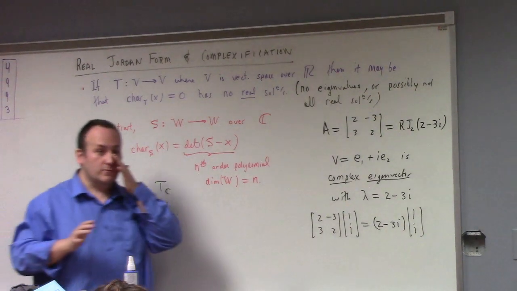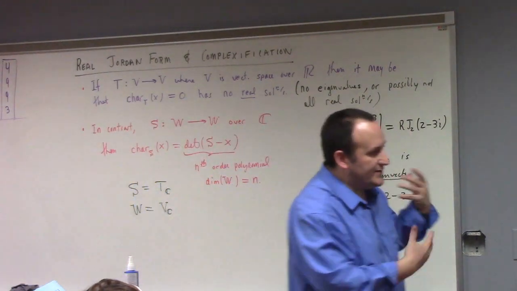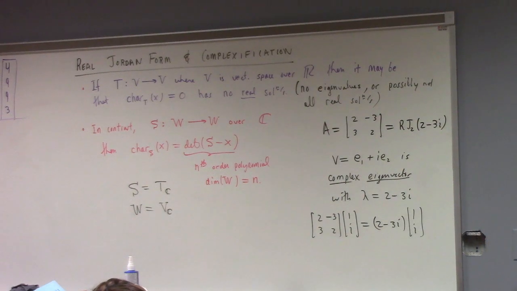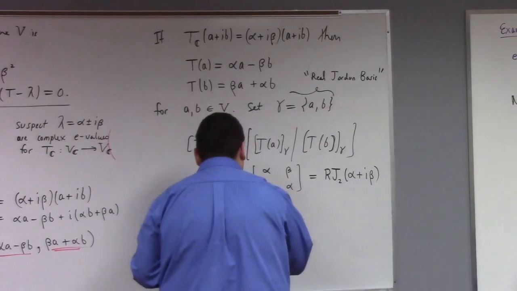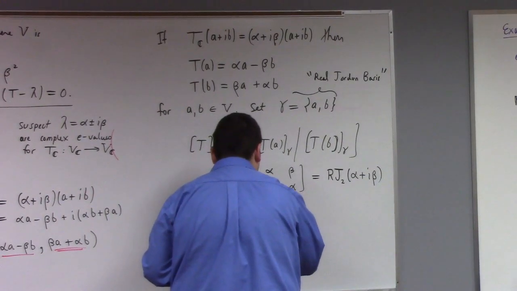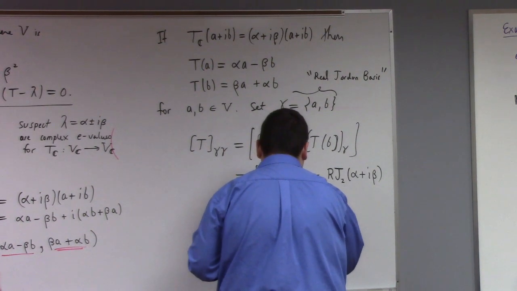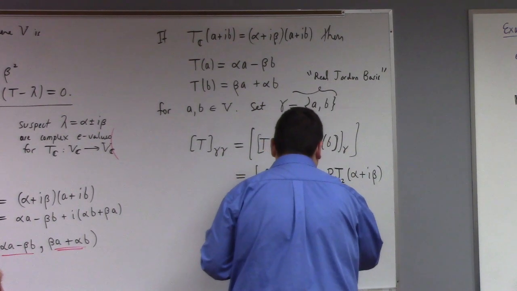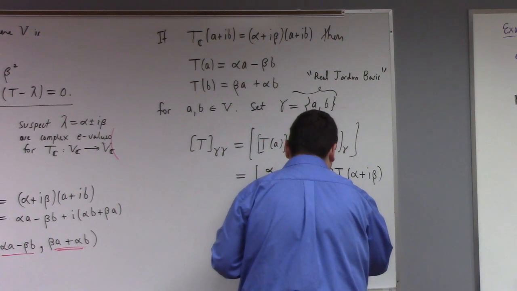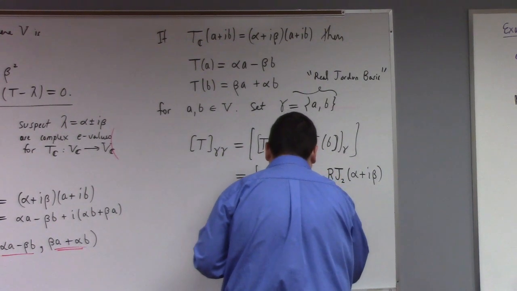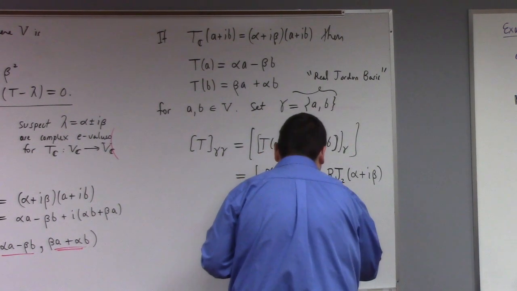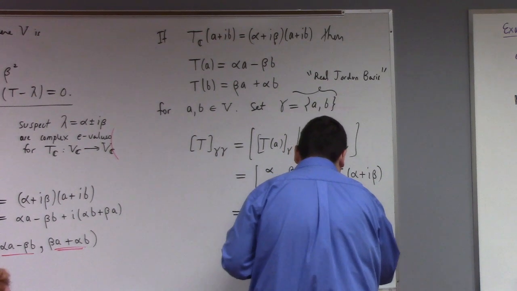Before I do though, one last thing. What does this kind of matrix mean? Well, if you look at this as 1 over the square root of alpha squared plus beta squared, and then we've got alpha over the square root of alpha squared plus beta squared, beta over the square root of alpha squared plus beta squared, minus beta over the square root of alpha squared plus beta squared, alpha over the square root of alpha squared plus beta squared.